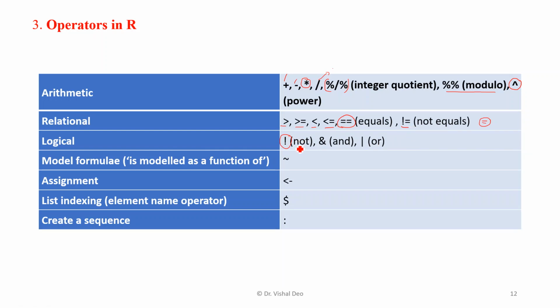Logical operators: this is not, this is and, and this one is or. Right?